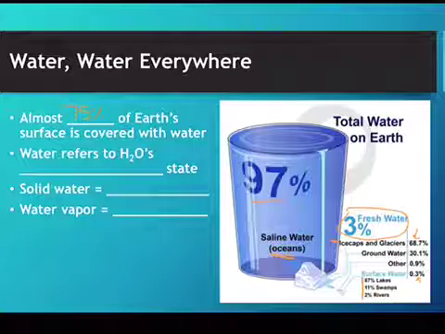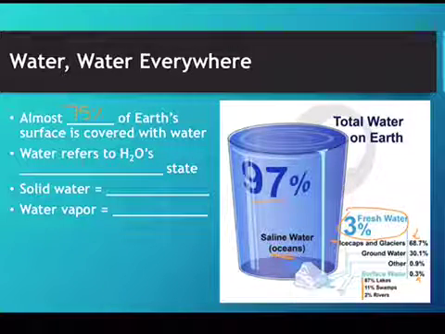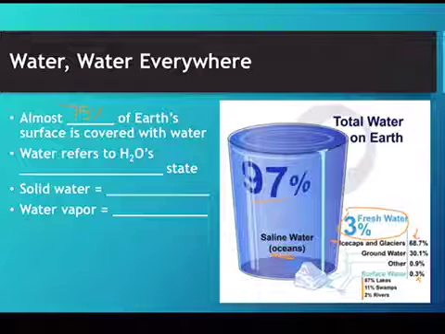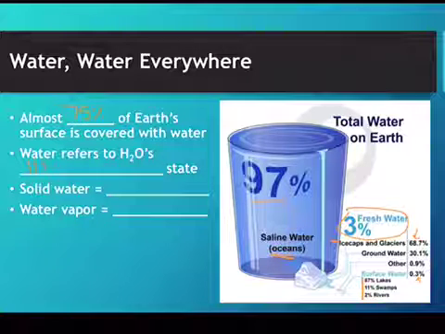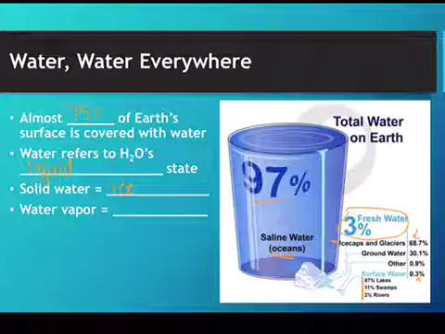That surface water can get further broken down into about 87% found in lakes, 11% in swamps, and 2% in rivers. So when we look at water, it refers to H2O's liquid state. The solid state of water is referred to as ice, and water vapor is the gas state of water.